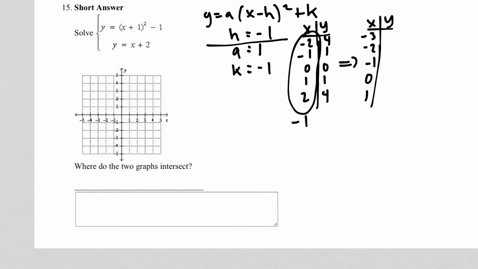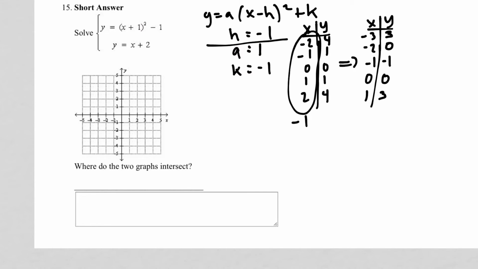So that's what I'm going to do. Do it in my head right here. 4 times 1 is 4, minus 1 is 3. Next, 1 times 1 is 1, minus 1 is 0. 0 times 1 is 0, minus 1 is negative 1. 1 times 1 is 1, minus 1 is 0. And 4 times 1 is 4, minus 1 is 3. There's your table of values. You plot those points and you've got your parabola.